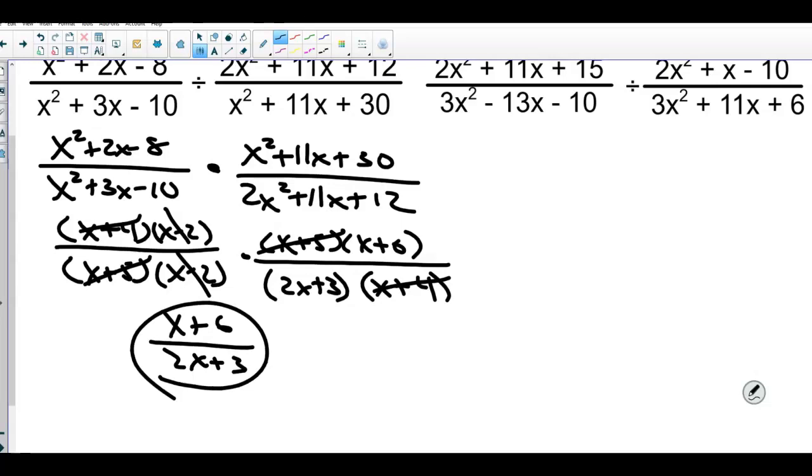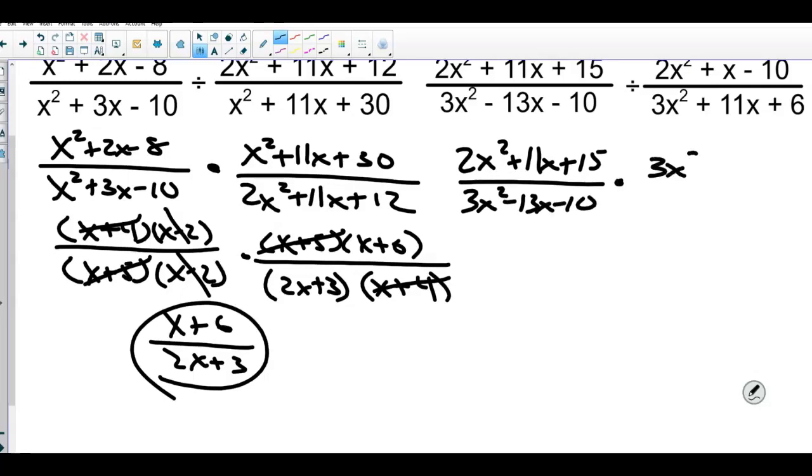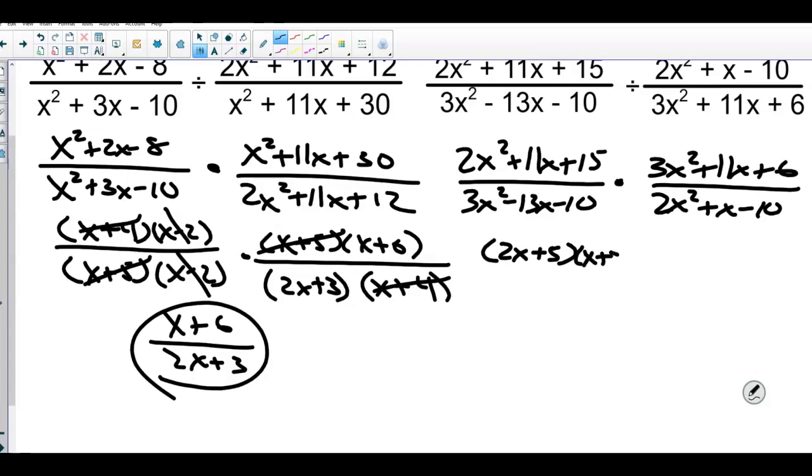On the second problem, once again, do not be lazy. I'm literally copying over that exact fraction. Times 3x squared plus 11x plus 6. 2x squared plus x minus 10. So we have 2x plus 5x plus 3.